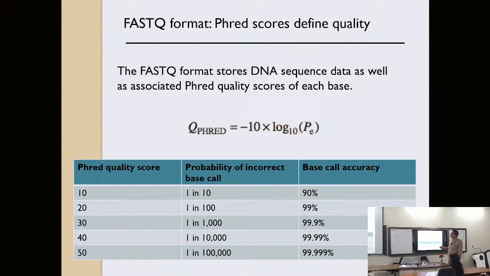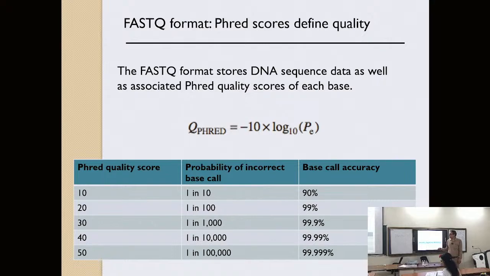So if the probability of incorrect base call is 1 in 10, so there would be one mistake in 10, then this would be 1 divided by 10, right? And 1 divided by 10 is 10 to the power minus 1. So log base 10 of 10 to the power minus 1 is minus 1. Minus 1 multiplied by minus 10 is 10. So this is the score, 10. For 1 in 100, the score is 20. 1 in 1000, the score is 30.